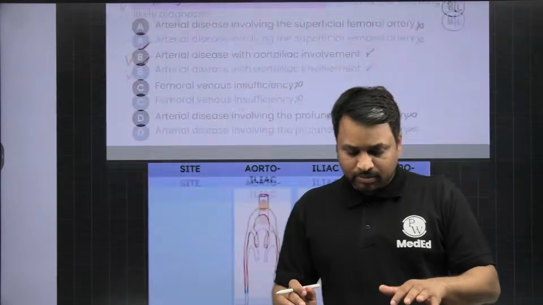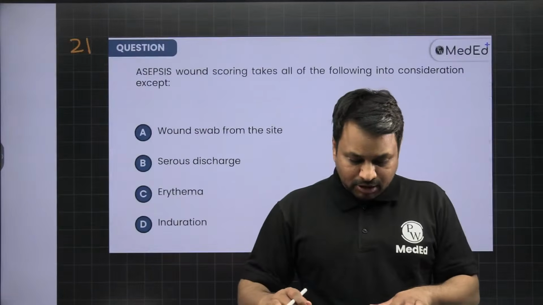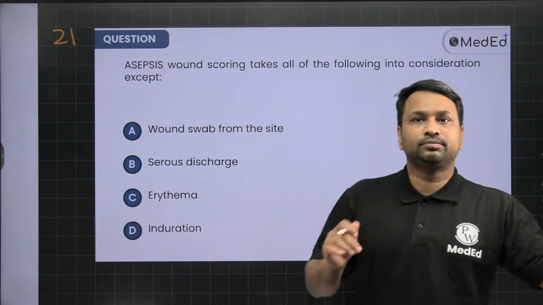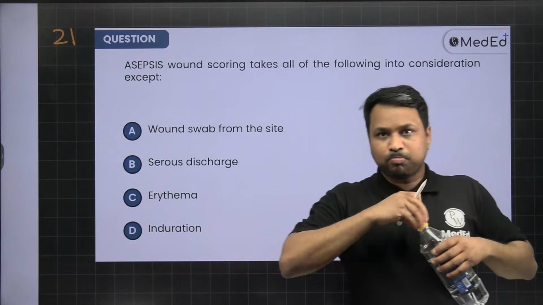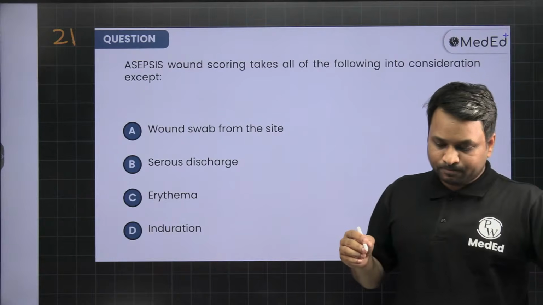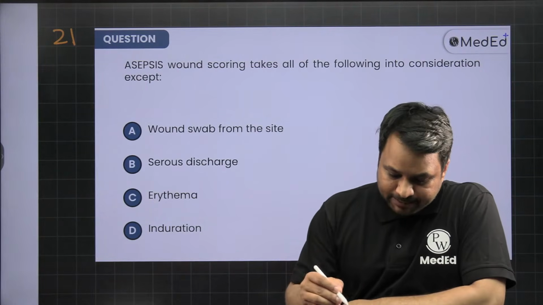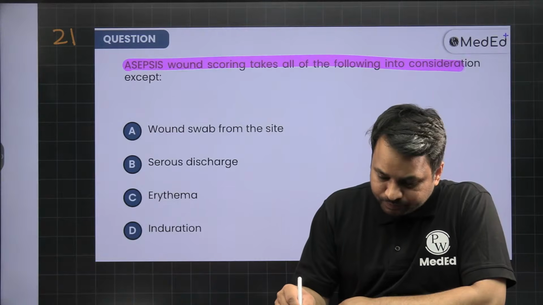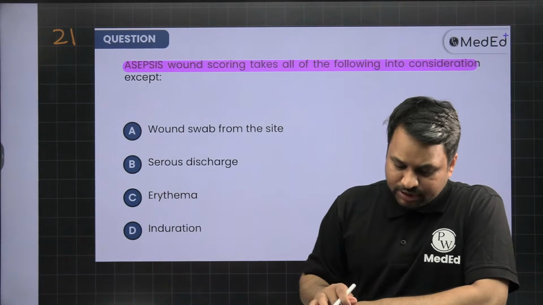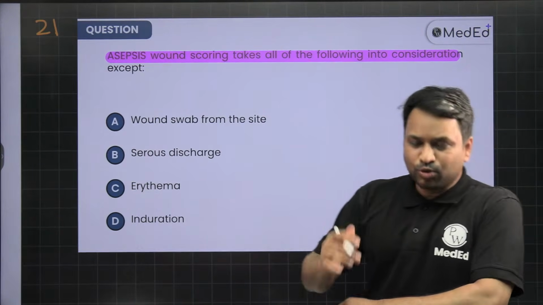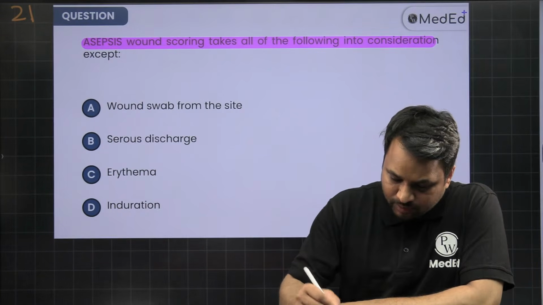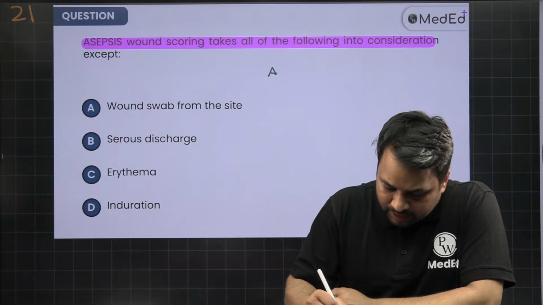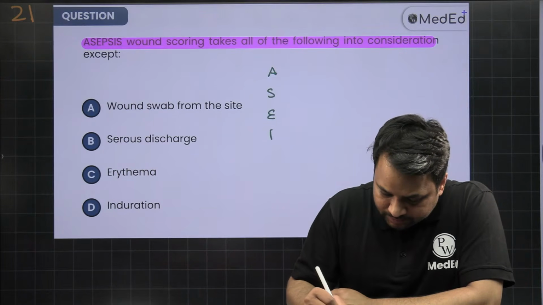Now that is your question number 20. Now question number 21. According to the ASEPSIS wound score, which of the following is not taken into consideration, except? In the ASEPSIS wound score, the mnemonic itself is going to be ASEPSIS.